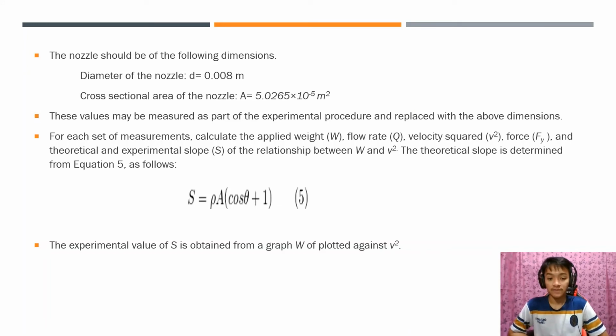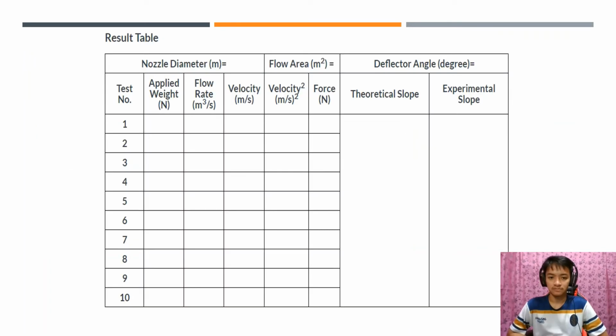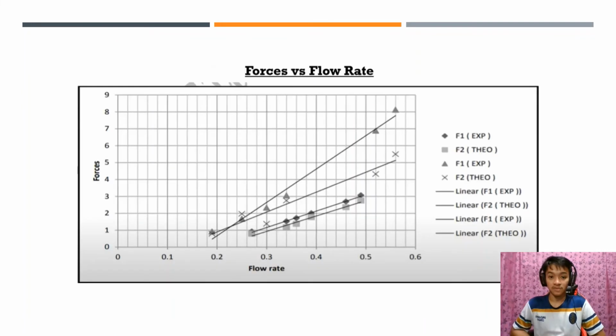For each set of measurement, calculate the applied weight, flow rate, velocity squared, force, and theoretical and experimental slope of the relationship between W and V squared. For theoretical slope, it is determined by using the equation from the slide, and the experimental value of S is obtained from a graph of W plotted against V squared. And here is the result table after calculating all the desirable values. Then, graphs of forces against flow rate are plotted.